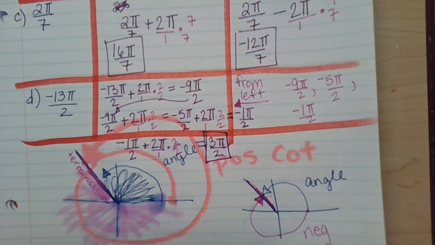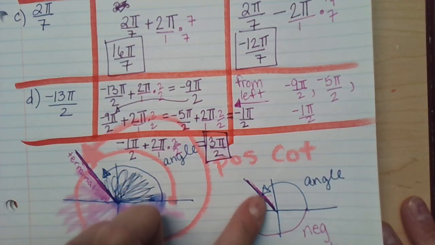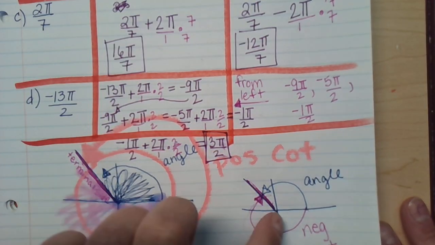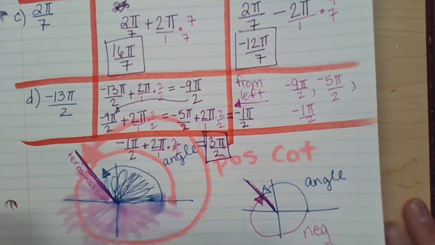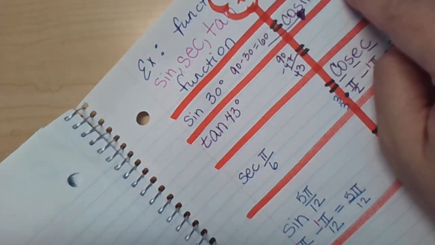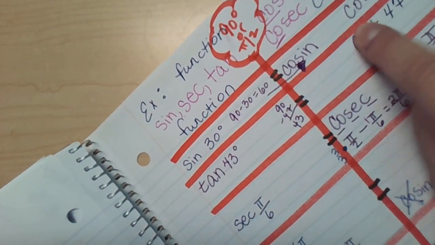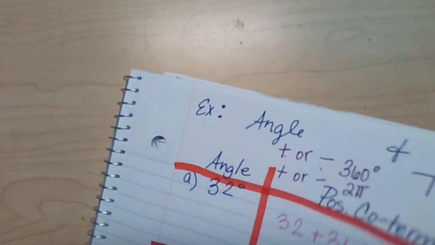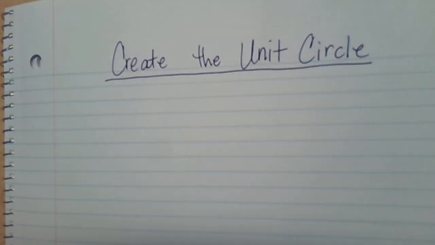Okay, so coterminal means they share that same little terminal side that you draw. Cofunction means they share the word. Sine, cosine, those are cofunctions. Okay, now we're going to try, I think I'm going to make another video for creating the unit circle. I'm sorry.